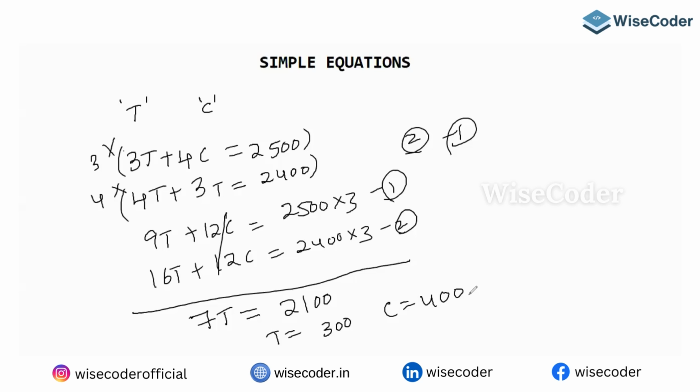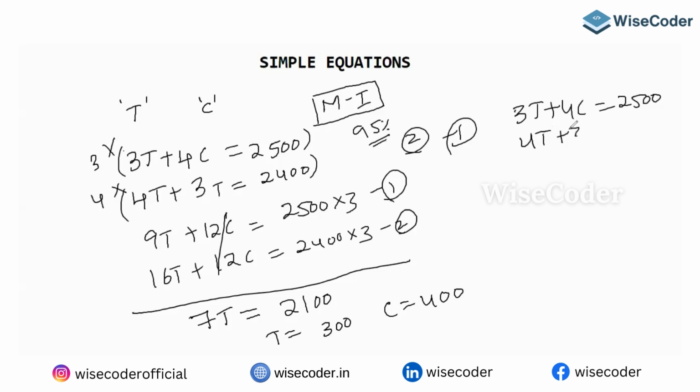Yes, this is method 1. This is the way of solving method 1. The method 2 is this. Look at method 2. 95% of people try to solve in this way. Look at here. 3t plus 4c is equal to 2500. 4t plus 3c is equal to 2400.